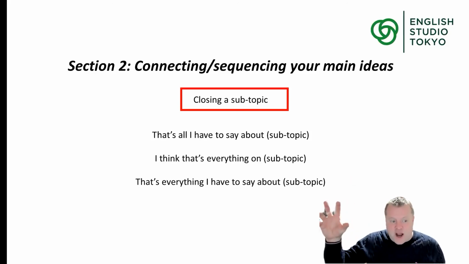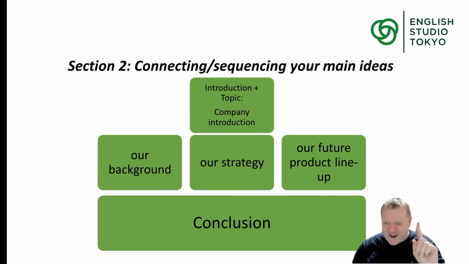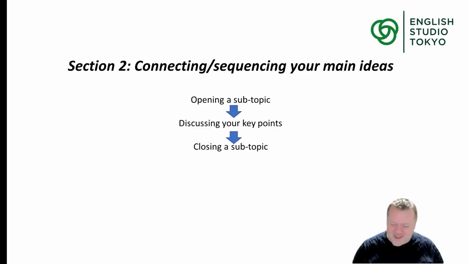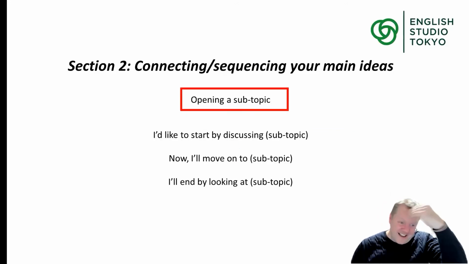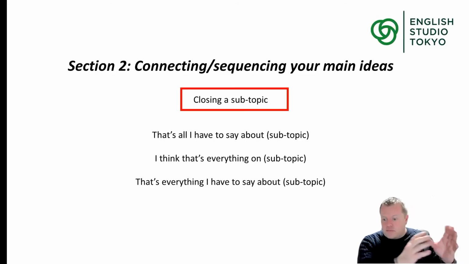Your first part is strategy. What was it? Sorry, background. Oh God, my brain. One second. Okay, background, strategy, product lineup. I got it. All right, background, strategy.